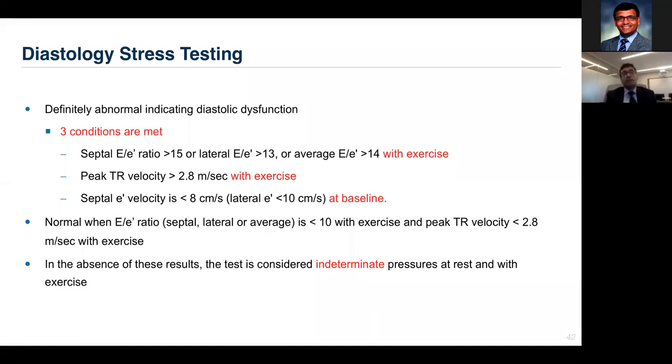And the guidelines call for measuring the E by E prime ratio, and looking for its elevation with exercise, trying to obtain the TR velocity. Sometimes you can use agitated saline to bring that signal. It's sometimes not difficult to obtain even on exercise. And even despite all these results, maybe the test may stay indeterminate, and you may ask for an invasive catheter-based assessment with exercise in those situations.